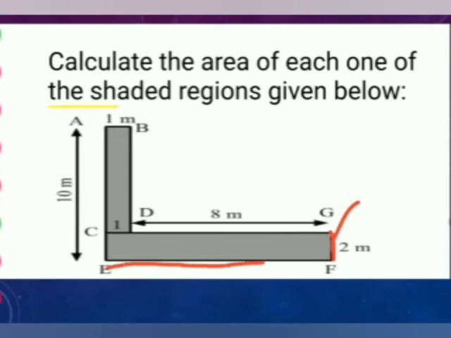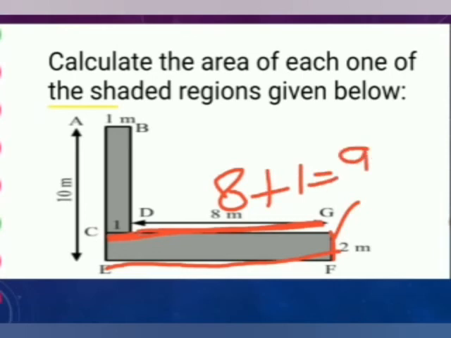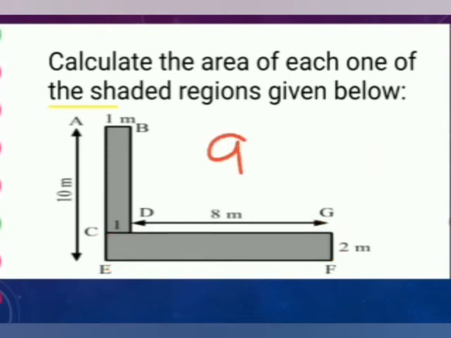This CF length we do not know. Here DG is given as 8 and this one is given as 1 meter. So altogether this length CG will be equal to 8 plus 1, that is equal to 9. So that means this EF is 9 meters and this GF is 2 meters. So the area of this figure will be how much? 9 multiplied by 2, that will be equal to 18.